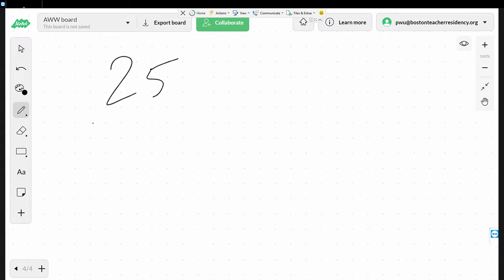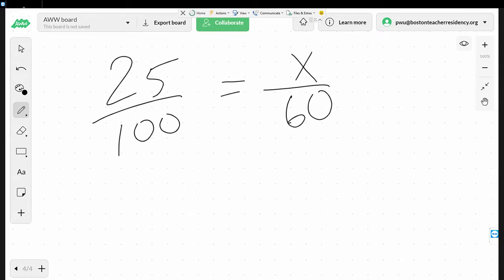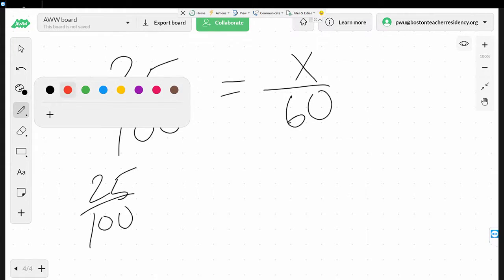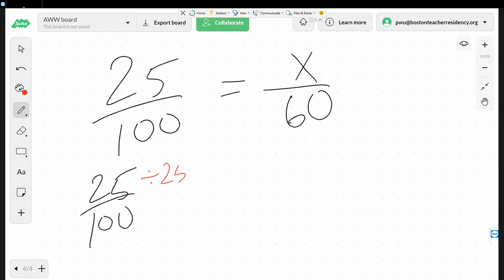So we have 25 hundredths equals something out of 60. I'm going to simplify 25 hundredths. Well, I know that 25 goes into 25, and 25 also goes into 100. If you think about money, 25 cents, quarters go into 100 cents. So I'm going to divide by 25, which is going to simply give us 1 quarter. 25 out of 100 is 1 quarter, just like 25 cents out of 100 cents is 1 quarter.